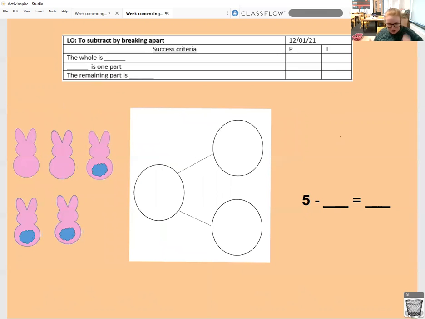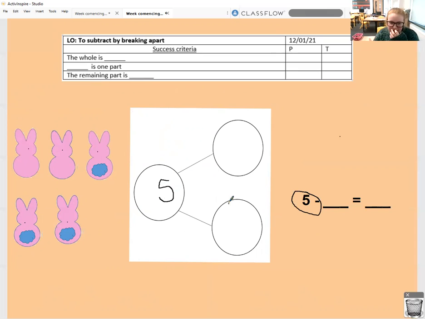This time we've got some bunnies. I want to know how many bunnies do not have a tail. How many of my bunnies do not have a tail? Well, first of all, we need to know what is our whole. So my number sentence says that my whole is 5. Let's just double check that. 1, 2, 3, 4, 5. I want to put 5 into my part-whole model, which is my whole. I know this is my whole because my 2 parts are pointing to it. So my whole is 5.